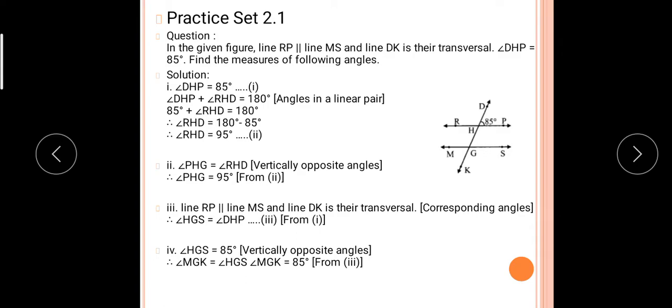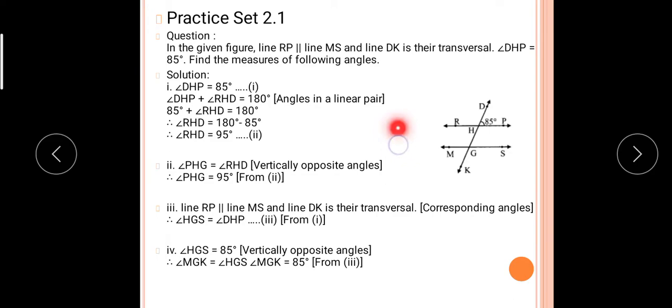Now we have to find out MGK. Just now we found HGS. This is 85. So this MGK and angle HGS are vertically opposite angles, and therefore they are of equal measure. And therefore angle MGK is equal to 85 degrees.